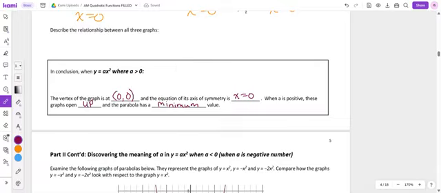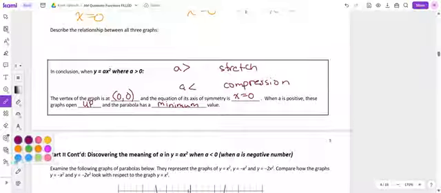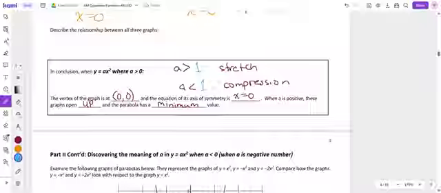Now, let's add that when A is greater than something, we get a stretch. And when A is less than something, we get a compression. And what is that something? This is only for positive values. One, right? 1 is the parent value. Okay, but we got this, right?